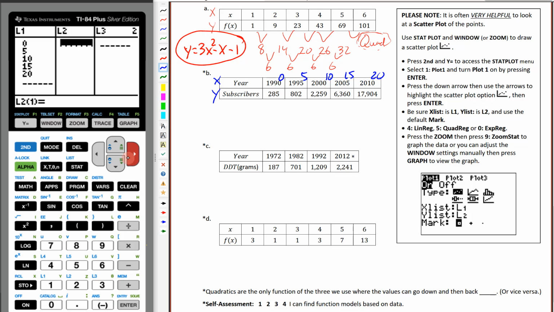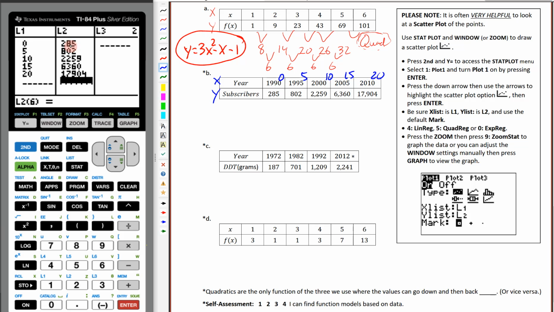There's 5 values there. We're going to come over here and do 285, 802, 2259, make sure I got them right, 6360, and while we're talking about it, it's really important that you double check and make sure that you got everything in the calculator correctly, because if you don't, you're going to get the wrong answer, even if it's just off by a few. So I've got the right x values in there, 0, 5, 10, 15, and 20, and then let's come over here, 17,904, yep, 6360, yep, 2259, 802.